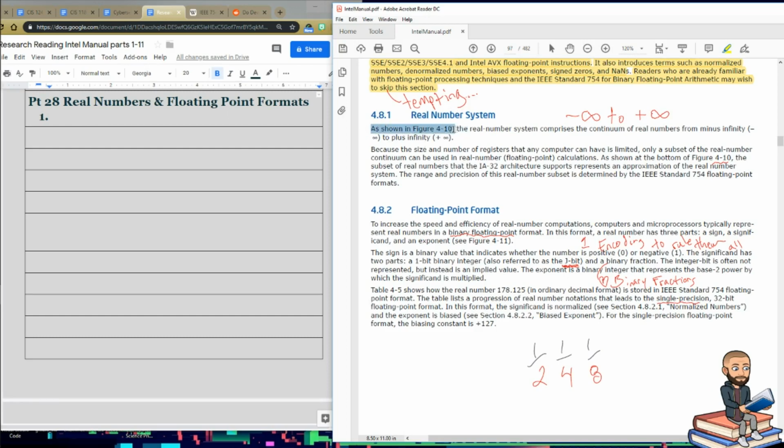As shown in figure 4-10, the real number system comprises the continuum of real numbers from minus infinity to positive infinity. Because the size and number of registers that any computer can have is limited, only a subset of the real number continuum can be used in real number floating point calculations. As shown at the bottom of figure 4-10, the subset of real numbers that the IA-32 architecture supports represents an approximation of the real number system, and the range and precision of this real number subset is determined by the IEEE Standard 754 floating point formats.